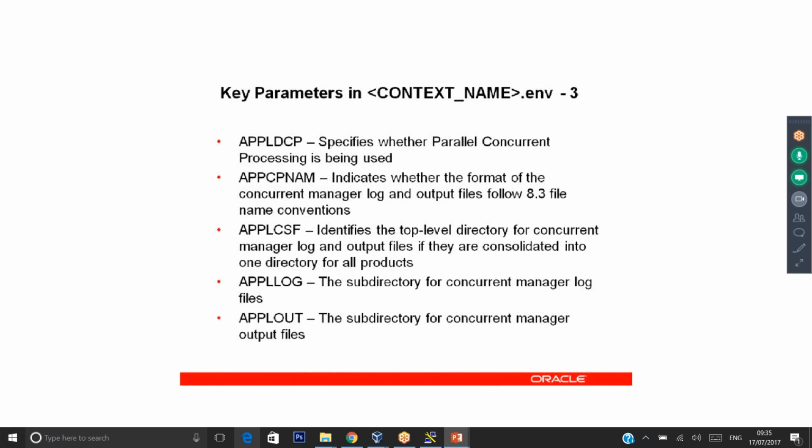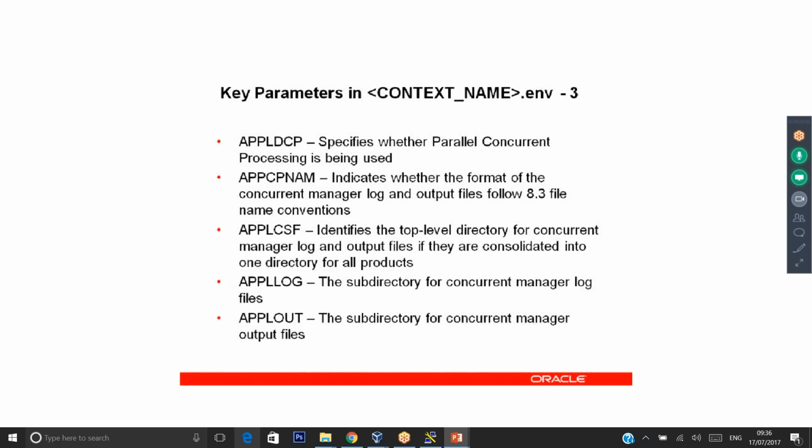APPLDCP, APPLCPNAM, APPLCSF, APPLLOG, APPLOUT. APPLCSF, APPLLOG and APPLOUT, these three are the combination for your concurrent manager log files and output files. APPLDCP specifies whether parallel concurrent processing is enabled or not. People may ask you in interviews how you know whether PCP is enabled or not. You do it by echoing the APPLDCP environment variable.